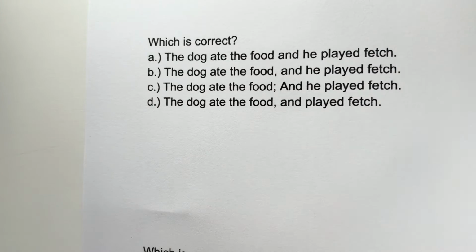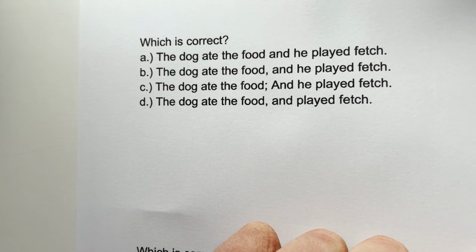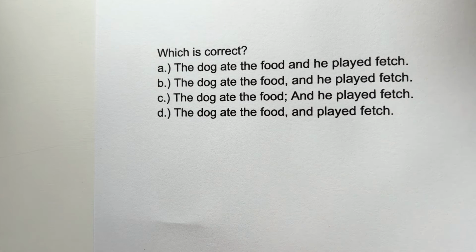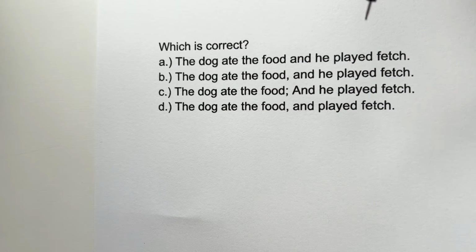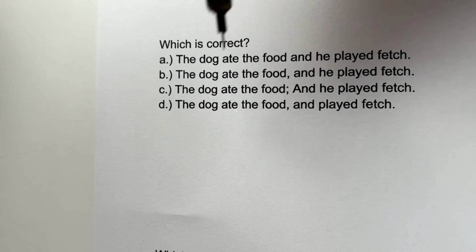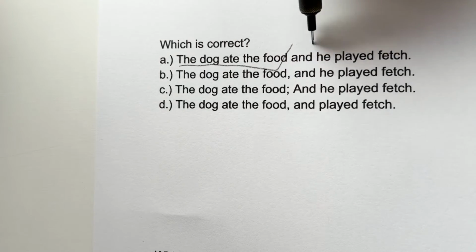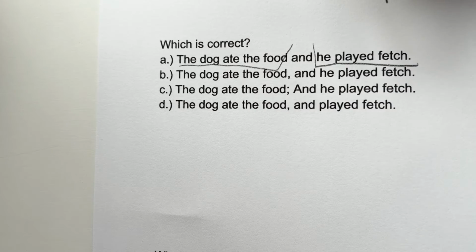So which is correct, we have the dog ate the food and he played fetch. So the point here is that if you have the first part of a sentence and the second part, if you have a compound sentence where both the first and the second part can be standalone sentences, then you need a comma. So the dog ate the food and he played fetch. At first glance it looks correct, but we have no comma there. And can this stand alone? The dog ate the food? Yes. Can this stand alone? He played fetch? Yes. So we know that cannot be correct.